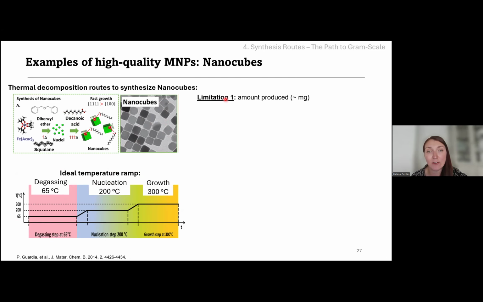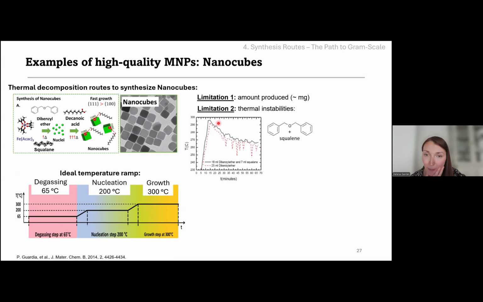The first limitation of this route is that normally milligrams are produced. Let's say in the best case scenario, 30 milligrams. And then you have some limitation related to the refluxing, okay? So there are some thermal instabilities because the benzyl ether doesn't really allow you to achieve those high temperatures, and it will, let's say, decompose. And this is why normally you add additional solvents like squalene in order to achieve a more stable temperature, okay?